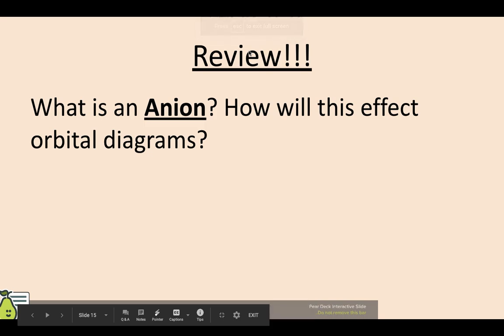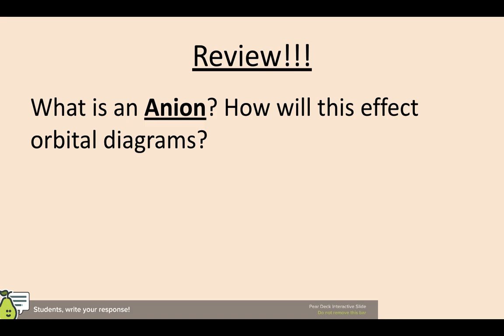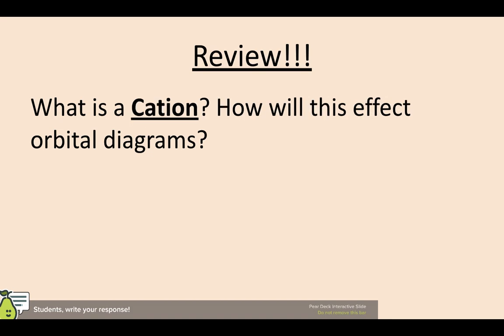So just as a review, what's an anion and how does this affect electron configuration and orbital diagram? Remember, anions are negatively charged and they always gain electrons, so you would add more exponents, or you would increase that exponent number of the last one. Oppositely, you have cations. Cations are positively charged, and as far as electron configurations or orbital diagrams, you would take away arrows, or you would decrease the number of exponents, so you would lower that number.